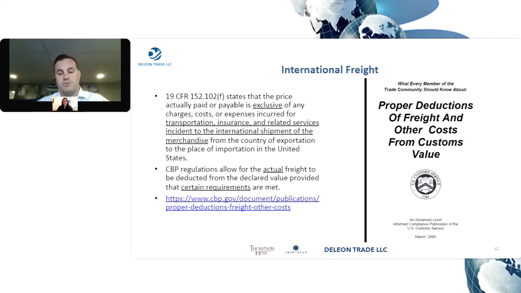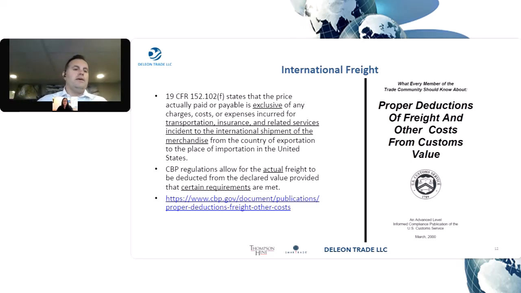And you don't have to trust what I'm saying either. CBP has a good informed compliance publication on this called The Proper Deductions of Freight and Other Costs from Customs Value. That one is very clear. It explains the freight deductions. And going back like a year ago, if you failed to deduct freight, you owed an extra 2% of your freight cost, because that was the average duty rate.